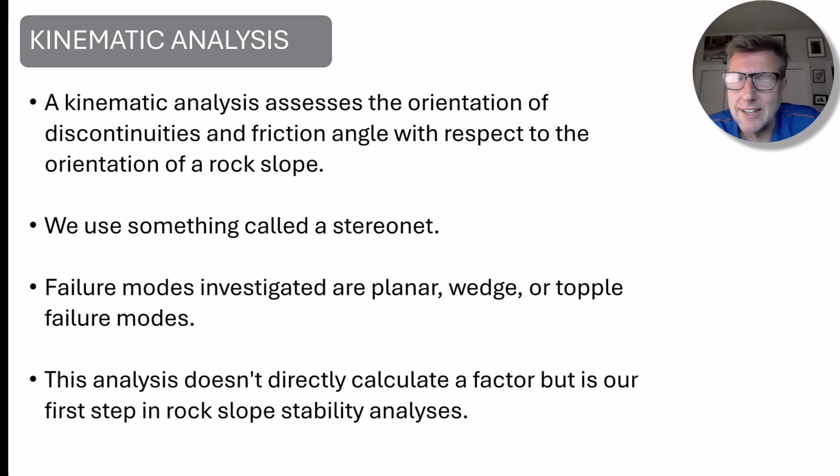First, kinematic analysis. A kinematic analysis incorporates the orientation of discontinuities and their friction angle to assess stability with respect to the orientation of a rock slope. We use a stereo net, which is a graphical technique that allows us to investigate planar, wedge, and toppling failure modes within the rock mass. The analysis does not provide a factor of safety. Rather, it indicates whether failure is likely to occur. For this summer school session, we're going to focus on planar failure within rock masses.